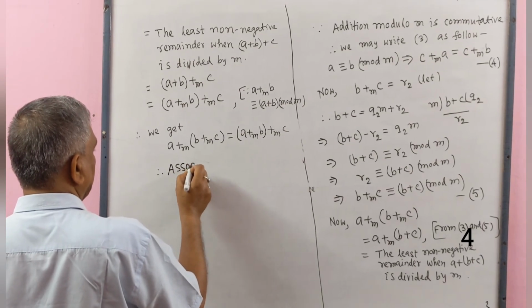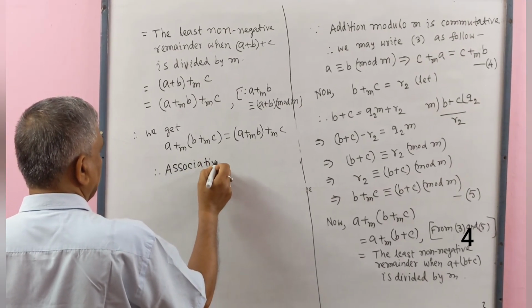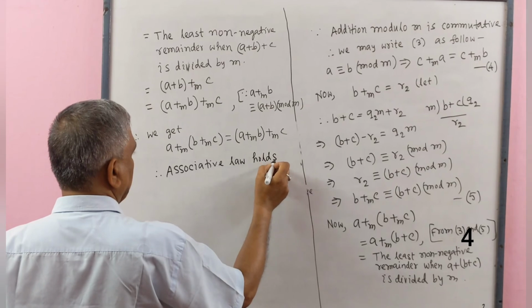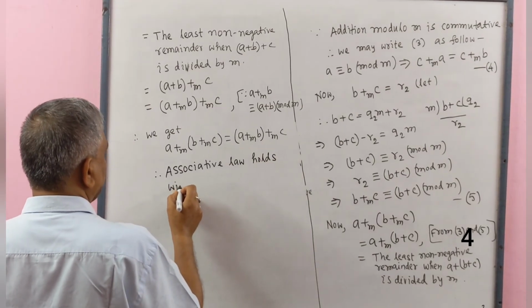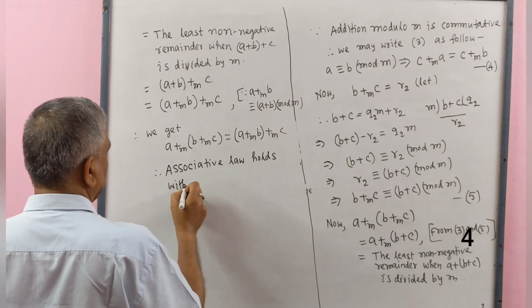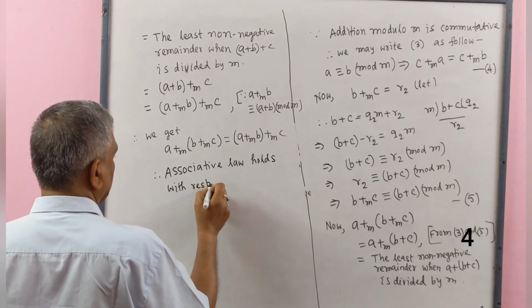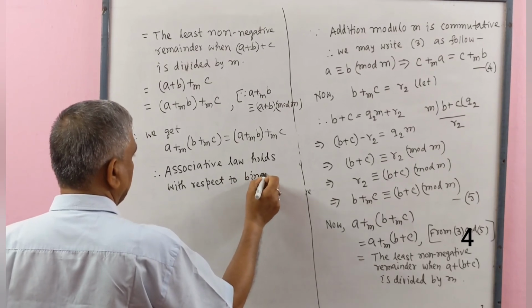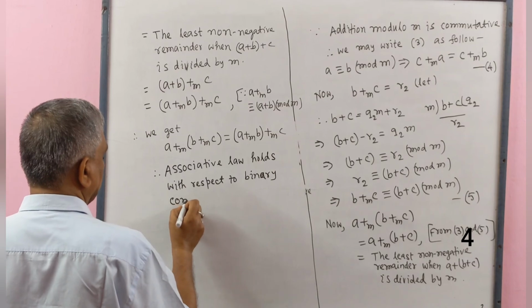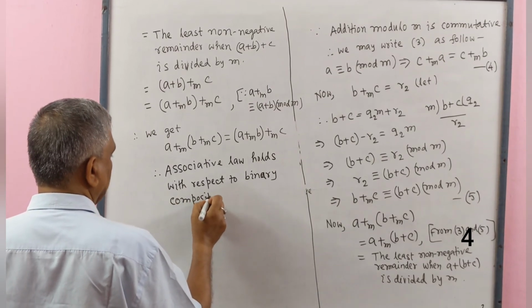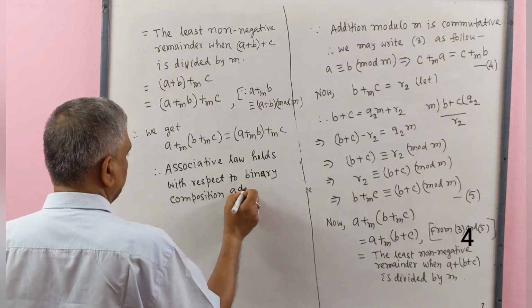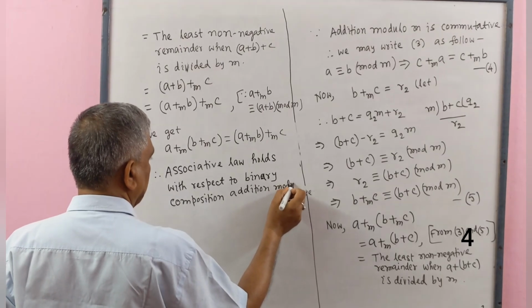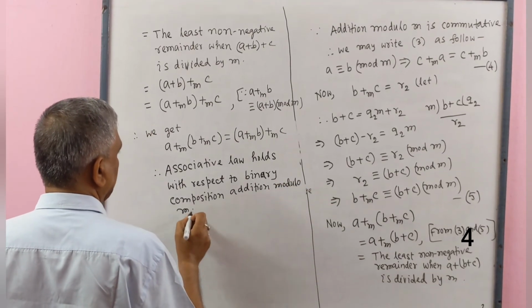Therefore, the associative law holds with respect to binary composition addition modulo M. Proved.